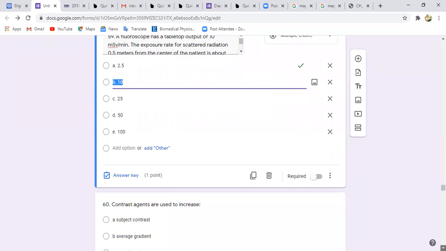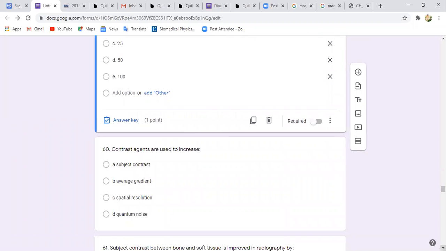It's actually C. So contrast agents are used to increase what? Of course, this one is straight up. They are used to increase subject contrast.